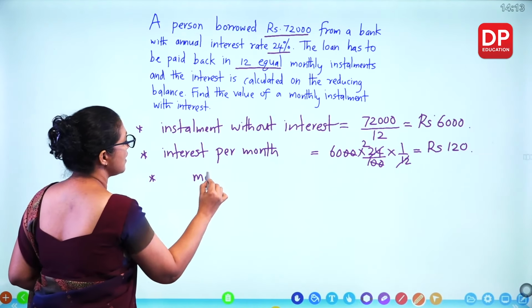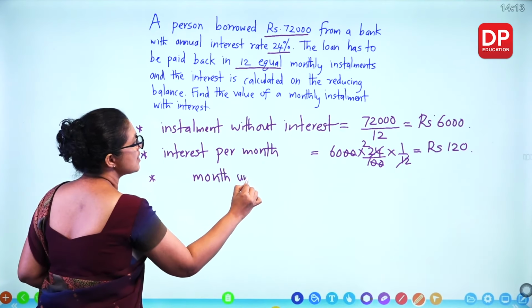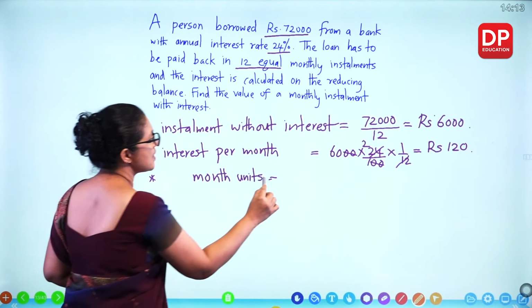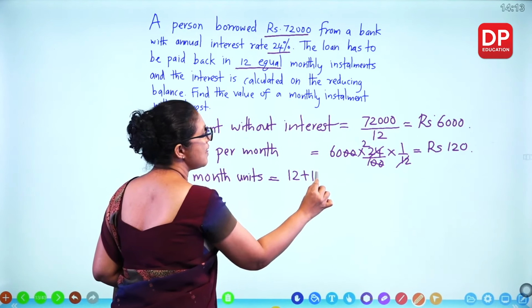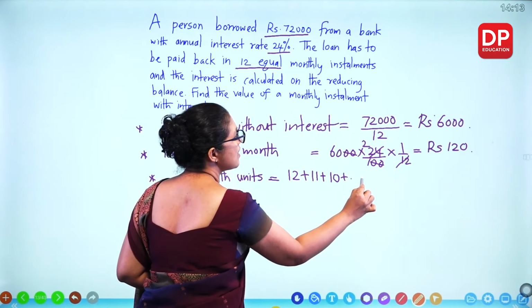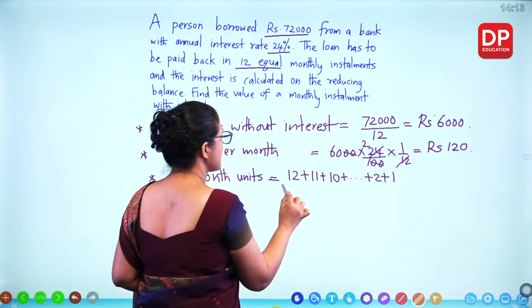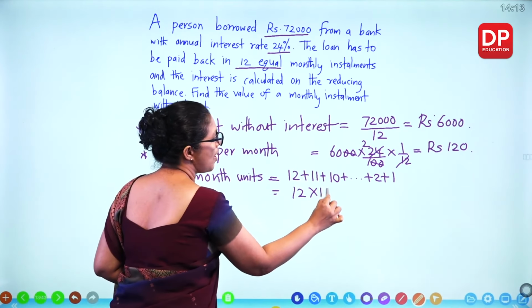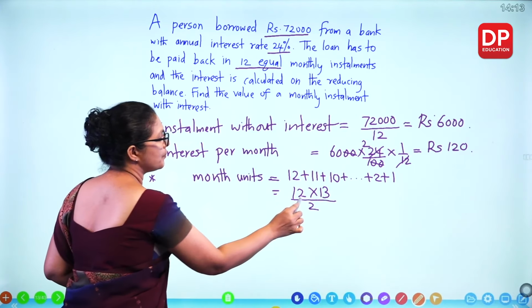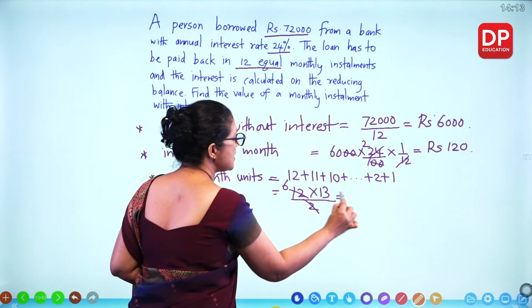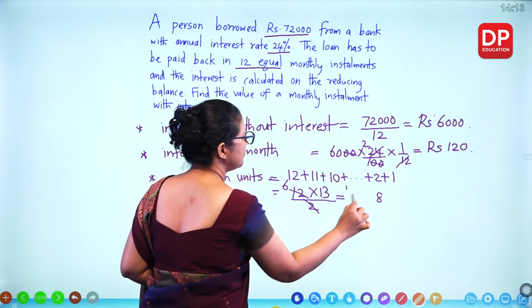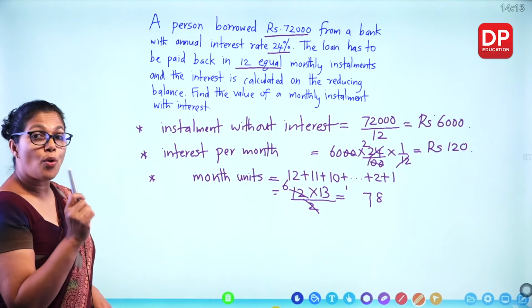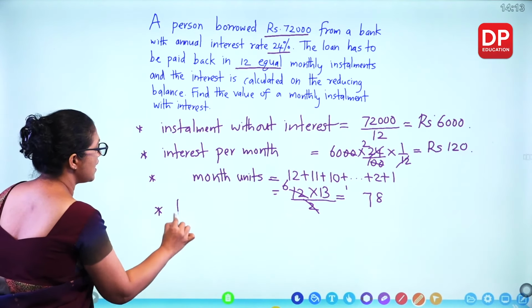Next step is to calculate month units. So in this case, how many equal months? 12 months. So month units is 12 plus 11 plus 10, down to 2 plus 1. What's the easiest way to calculate? 12 times 1 more than that, divide by 2. 6 times 13, so 78.